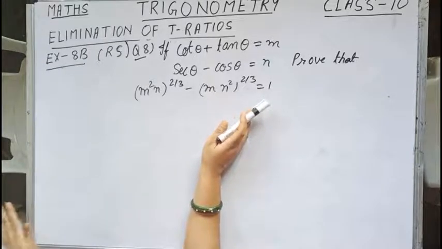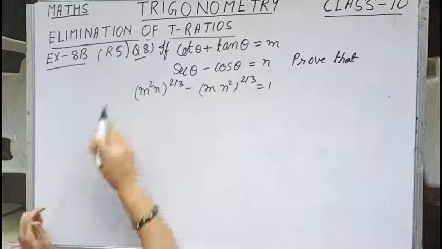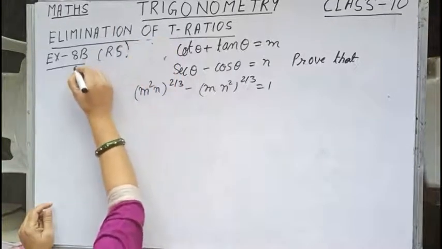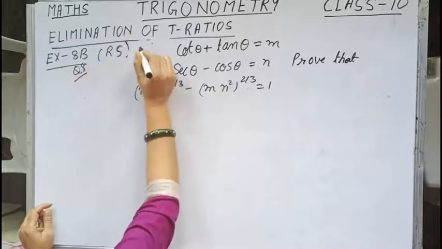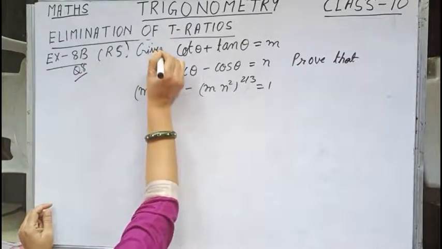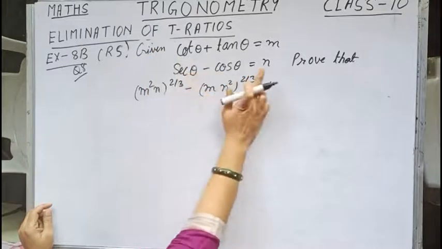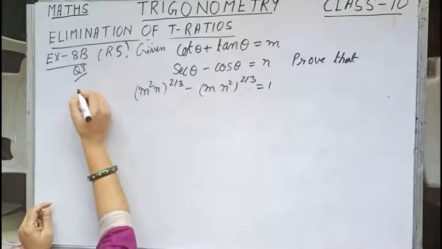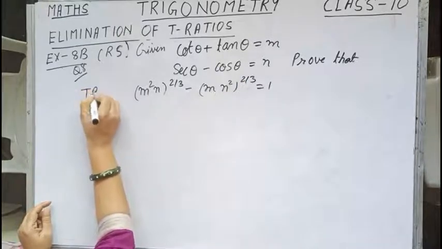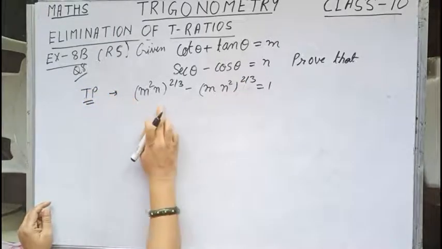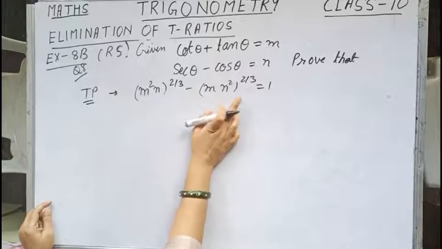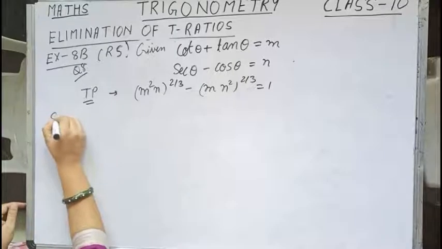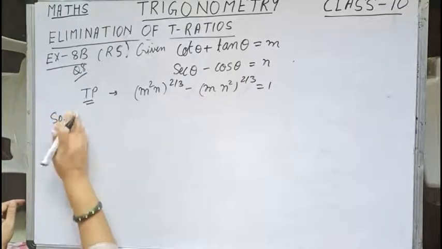So let us start. So this question, now I am writing as given, the same question number 8 I am writing over here, and now I am writing over here given cot theta plus tan theta equals m and sec theta minus cos theta equals n, and to prove m square n power 2 by 3 minus mn square power 2 by 3 equals 1. So I am starting now. Proof.